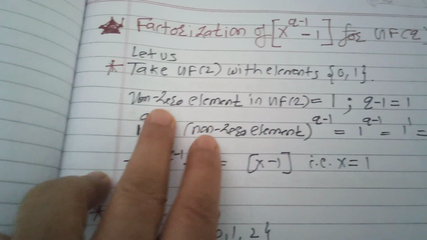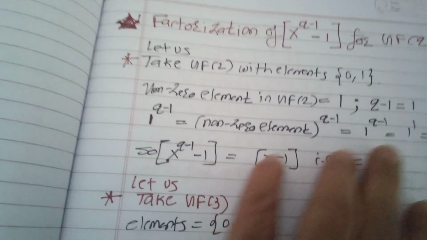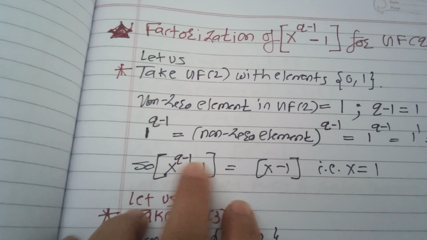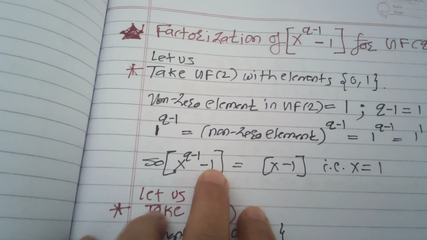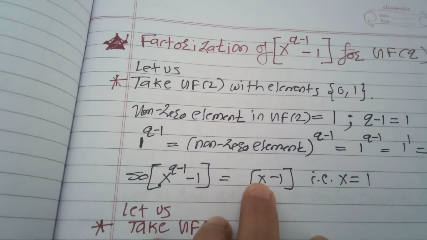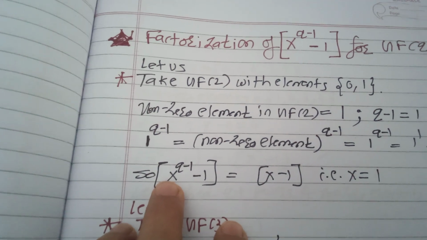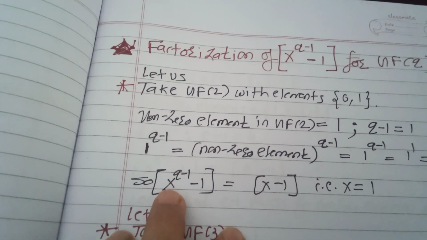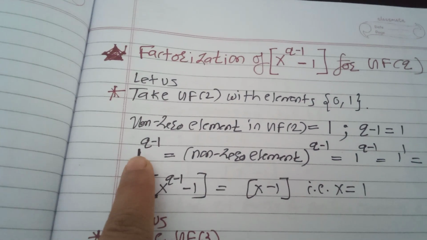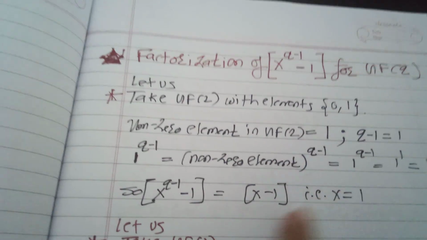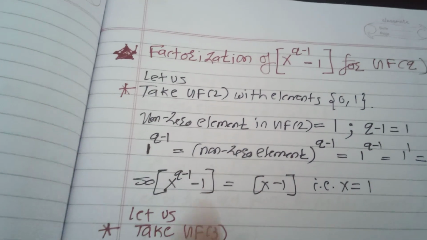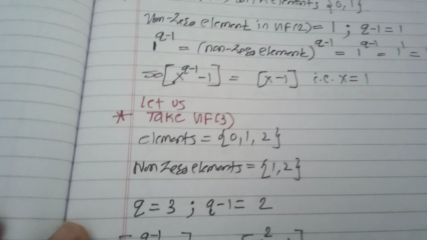So the non-zero element raised to q minus 1: 1 raised to q minus 1 is 1. So x raised to q minus 1 is x minus 1. And if you put 1 here, 1 raised to q minus 1 is also 1, so 1 is the factor of x minus 1. That means the non-zero element raised to q minus 1 is 1, and x raised to q minus 1 minus 1 has the factor 1.